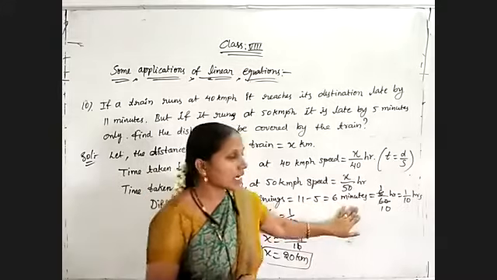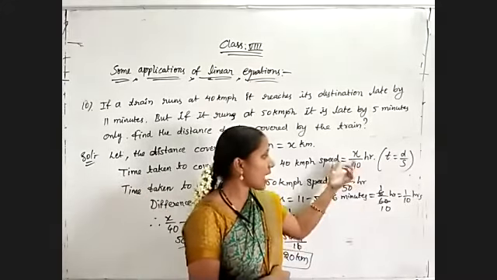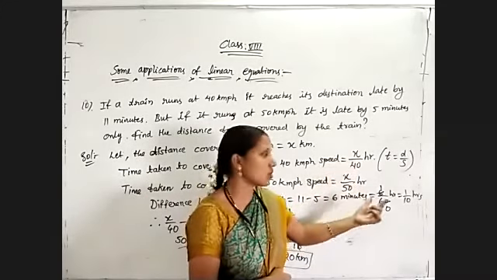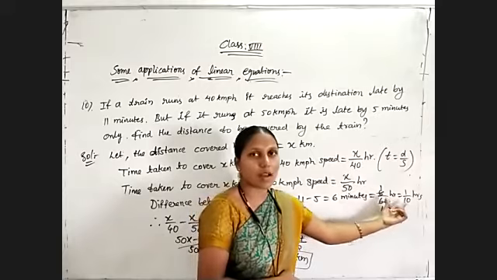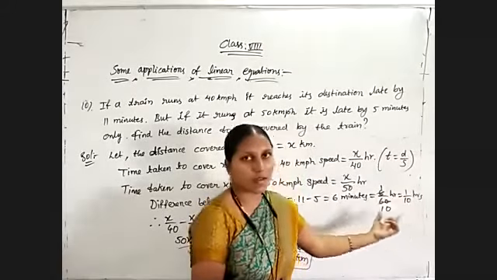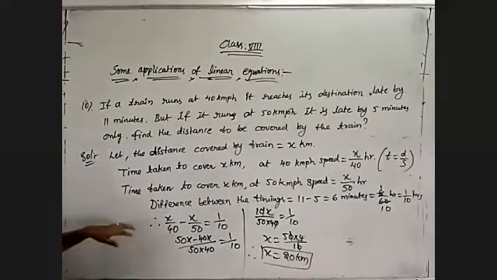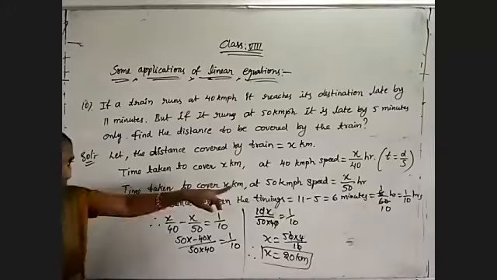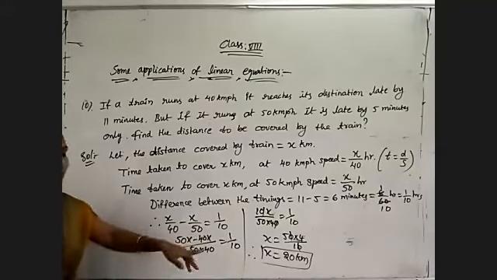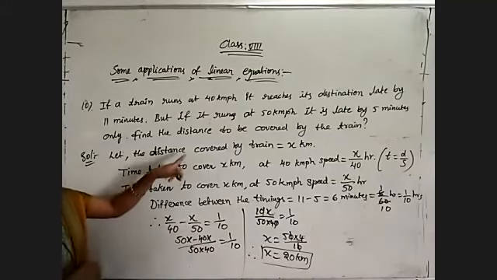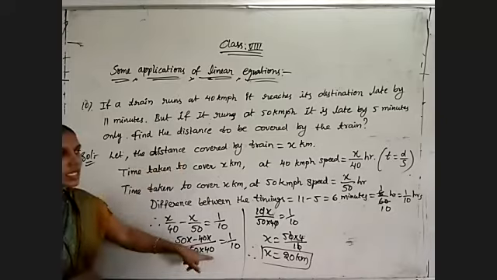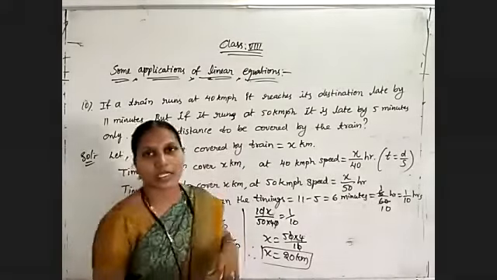But 6 minutes late, in the sense we are having the timings in hours, so try to write this difference also in hours. So 1 by 10 hours. 1 hour is equal to 60 minutes, 1 minute is equal to 1 by 60 hours. So x by 40 minus x by 50 is equal to 1 by 10. By simplifying that, x value, x is nothing but the total distance, so total distance is equal to 20 kilometers.